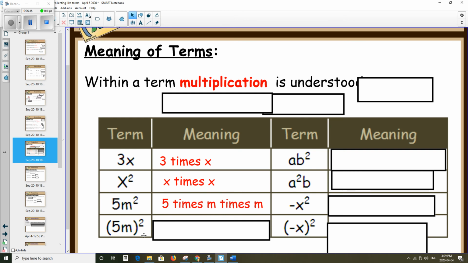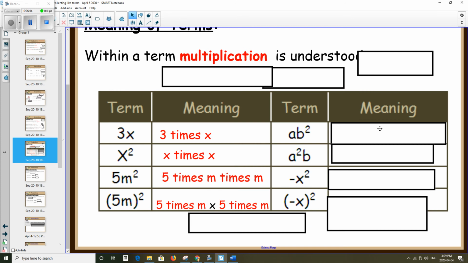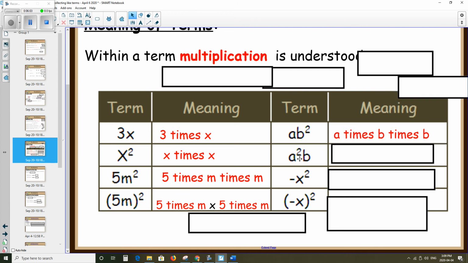5m in a bracket squared means you're going to take the 5m and multiply it by itself twice. Okay, so 5m multiplied by 5m. But 5m is 5 times m, so we have to write it twice. ab squared means we're multiplying a times b times b. a squared b would be a times a times b.